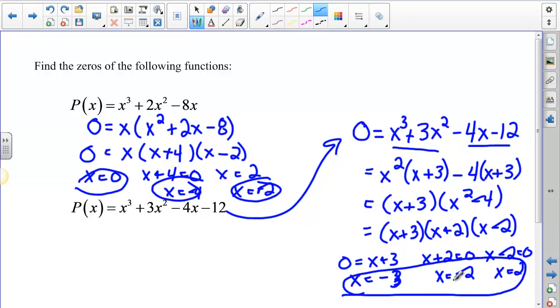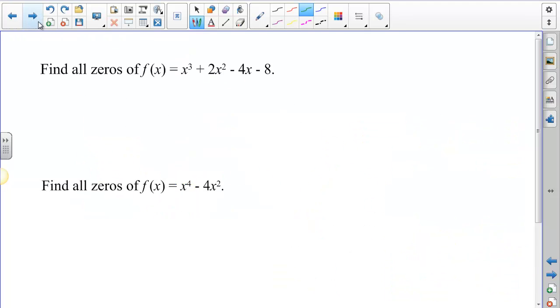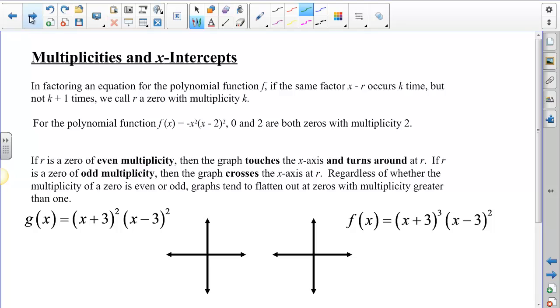Now all these zeros would transfer over to x-intercepts, and this is kind of important. These are our factors. This is going to come up later. These are our zeros or solutions. So we need to make sure that we're paying attention to that. I'm not going to find the zeros of these, but you factor and do the same thing.